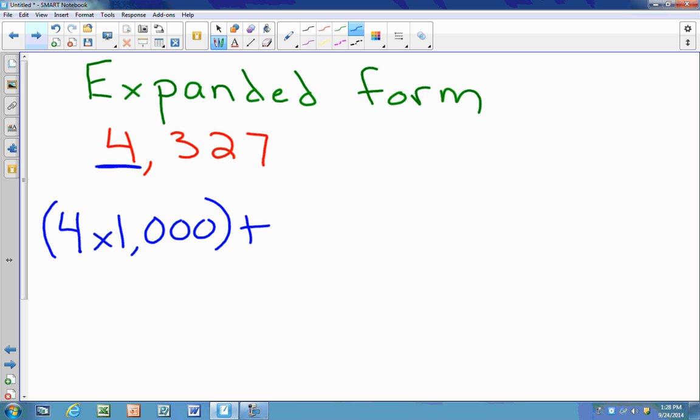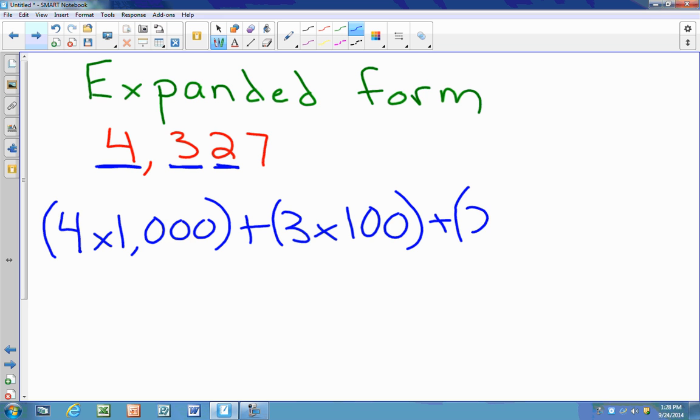I add that to the next number, which is right here, which is a 3. That is in the hundreds place, so I multiply it times 100. Then I move on to the 2, which is in the tens place, and I multiply that by 10. And the last digit I move on to is the 7, which is the ones place. And that's taking my standard form and turning it into expanded form.